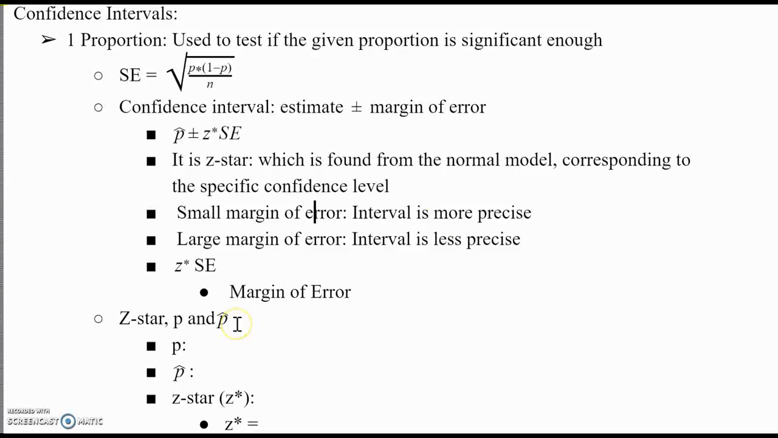Now we need to talk about z star, p, and p hat because I did use all of these. Now z star is, firstly, let's define the z star. We defined it above as something you receive from the normal model.